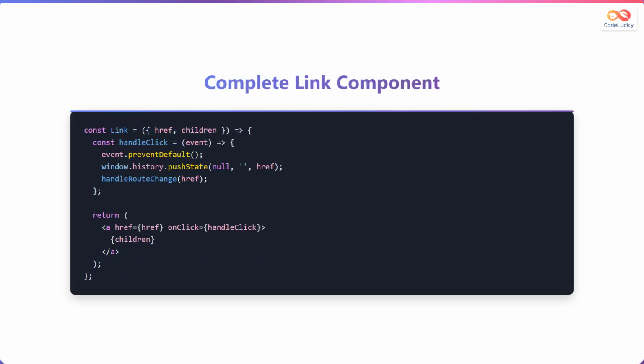Here's the complete link component that prevents page refreshes and uses the History Application Programming Interface for navigation. It combines the handleClick function to prevent the default page refresh, updates the uniform resource locator using window.history.pushState, and triggers the handleRouteChange function. This component provides a seamless navigation experience within a single-page application.